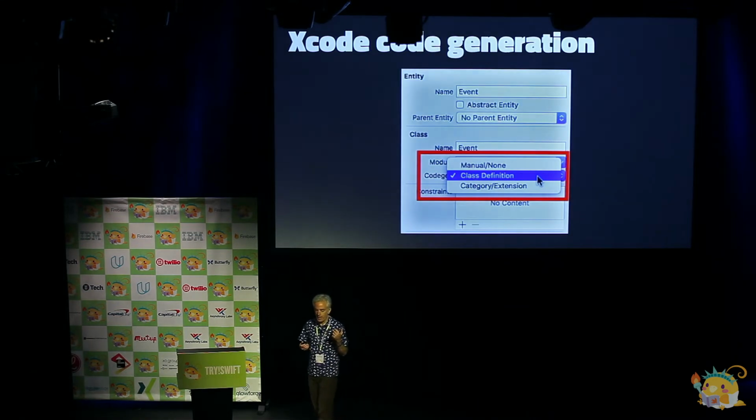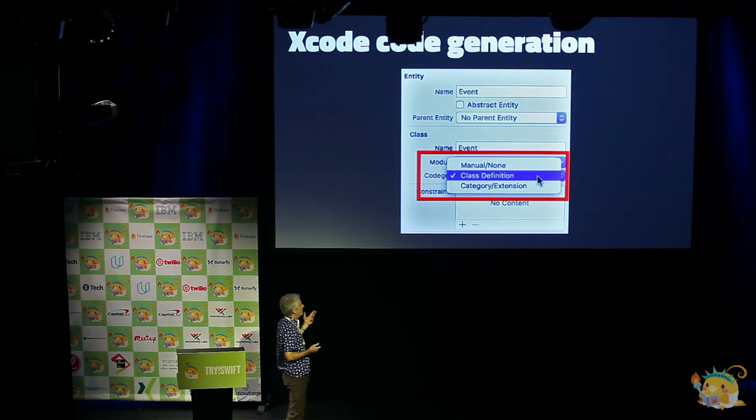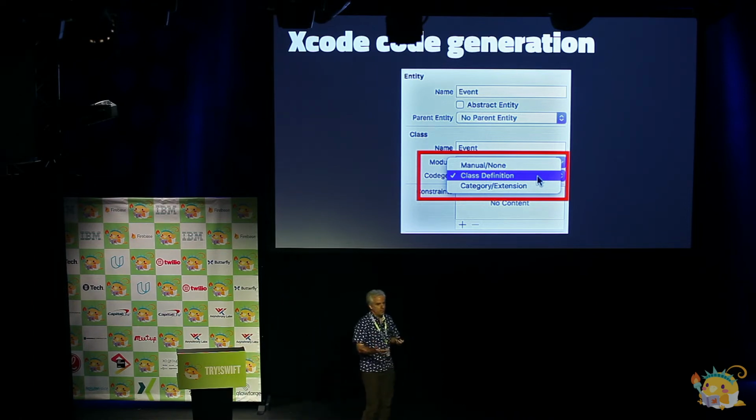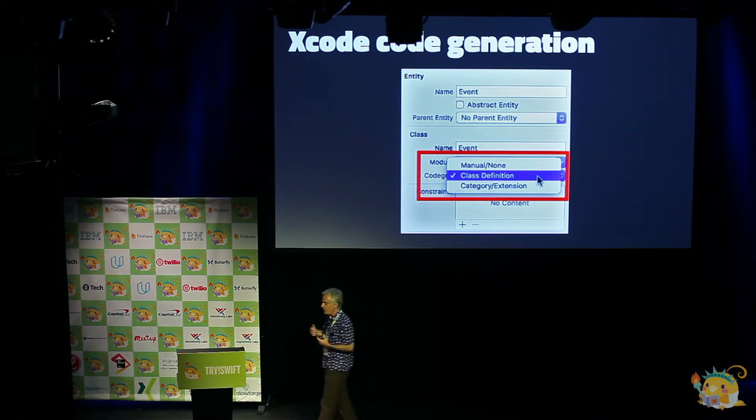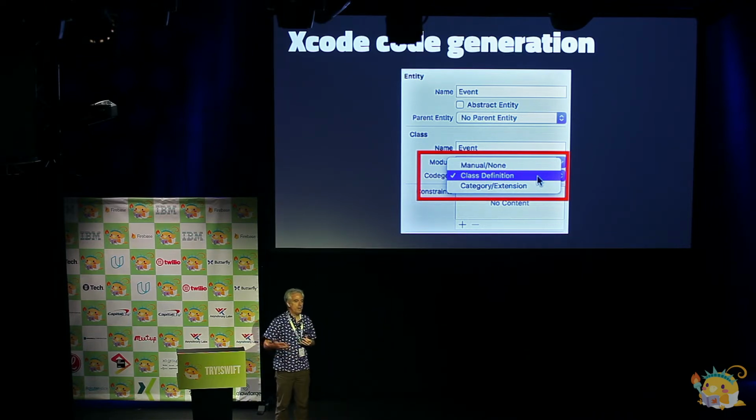And it's got a couple options you can use here. You can have it generate a class definition, which gives you the full class with all the properties. Or you can have it generate just a category, which is Objective-C talk, or an extension for Swift, which will contain all of your properties and relationships, but then it's up to you to actually define the class that this corresponds to. So you get an extension on its own, not tied to anything. You create the class that it extends.